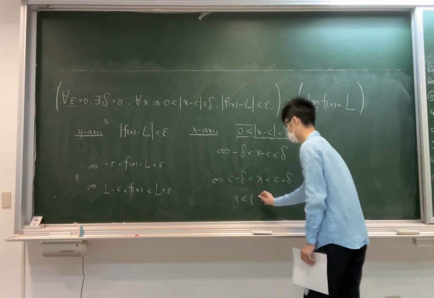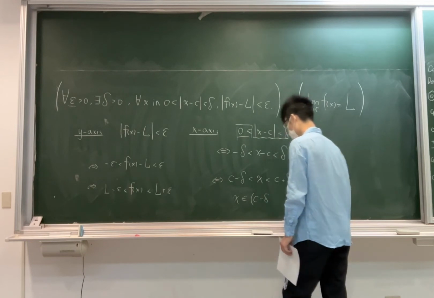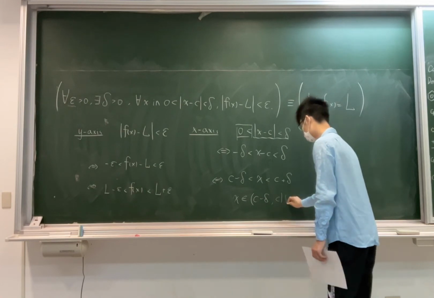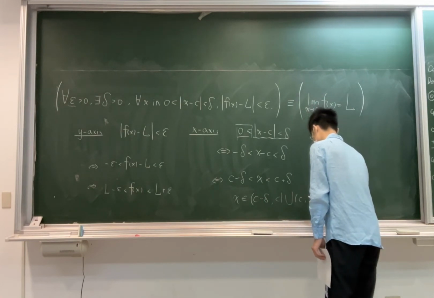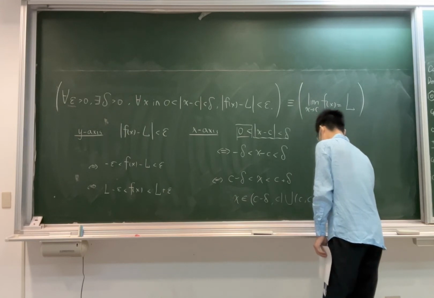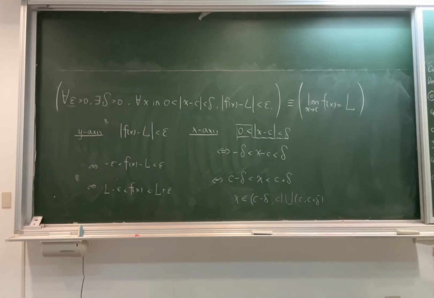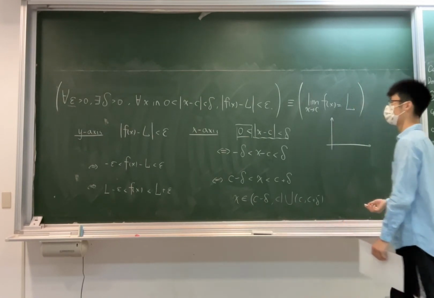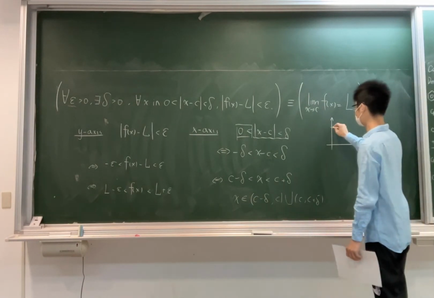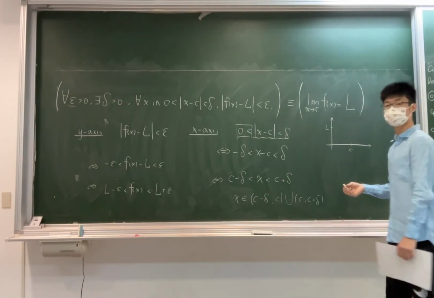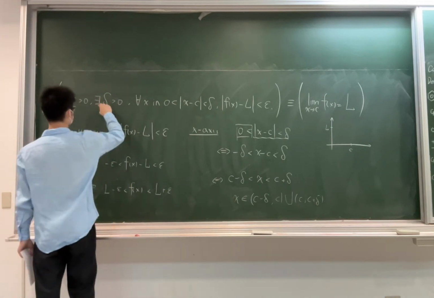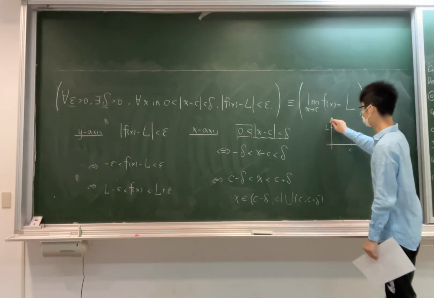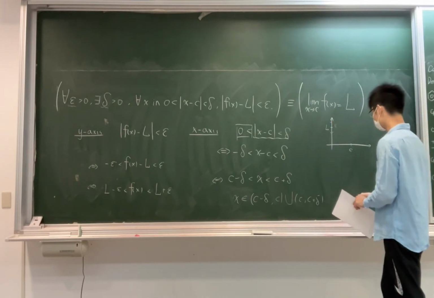So x will be in the open set (c minus delta, c) union (c, c plus delta). And we can draw a graph of these things: here we have L, and here c. The red one will be epsilon. So we take epsilon here, and here will be delta.